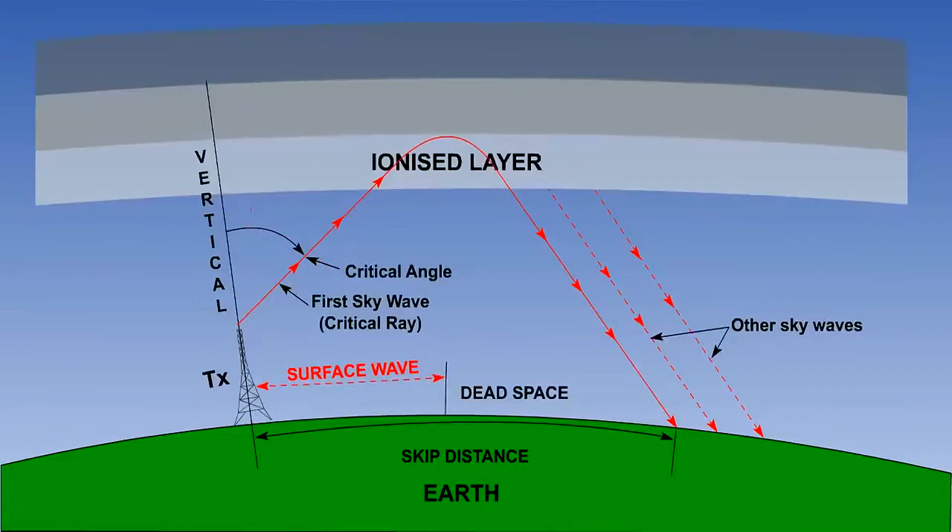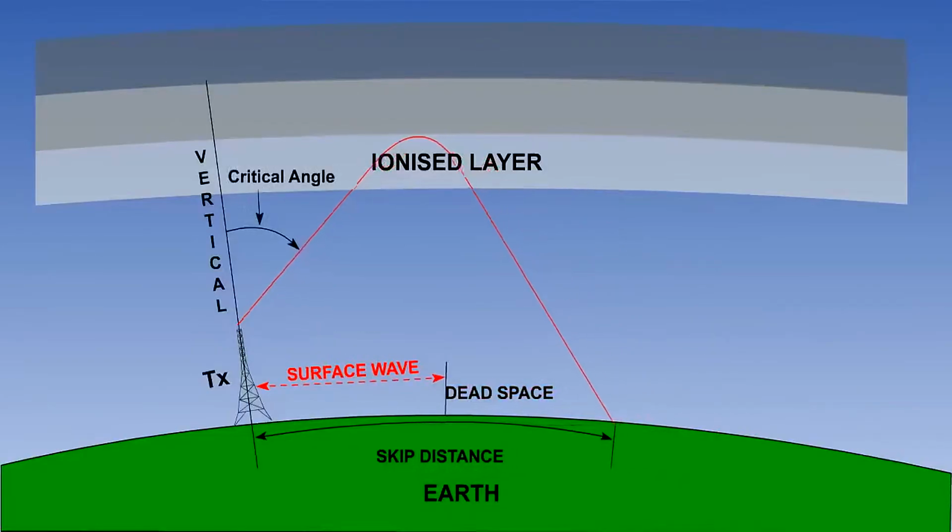There is one other term that has to be known, and that is dead space. We have seen that surface waves will only travel out as far as the point where they become so attenuated that they can no longer be detected. The distance from this point to the skip distance is called dead space because no transmission is being received there.